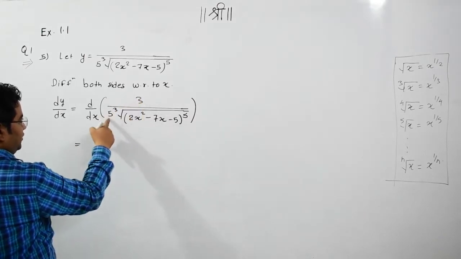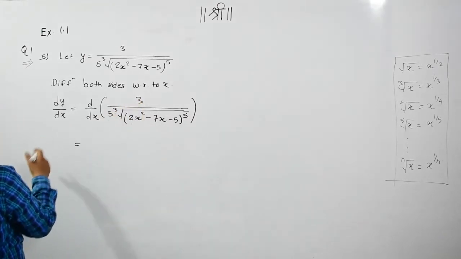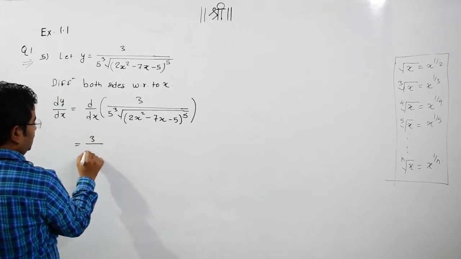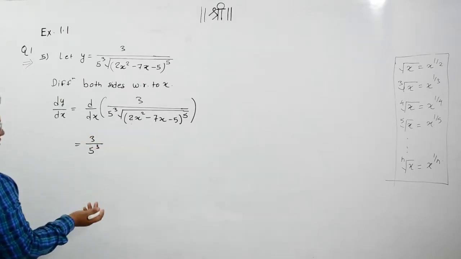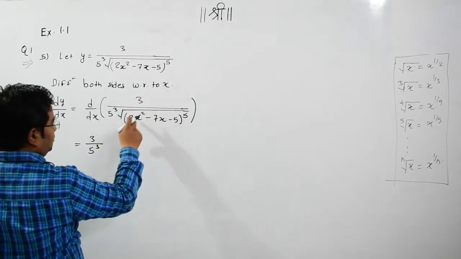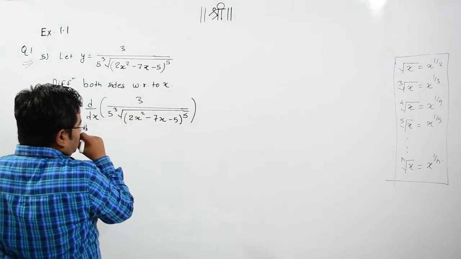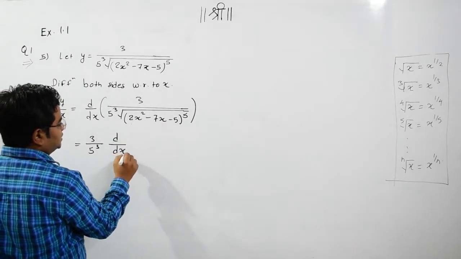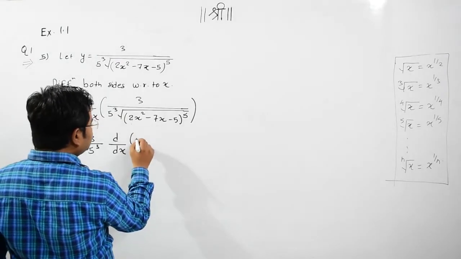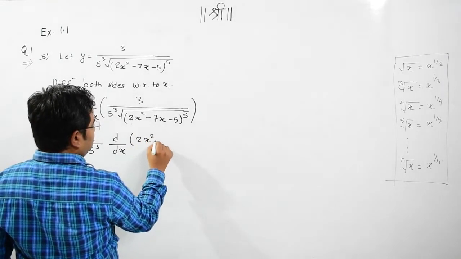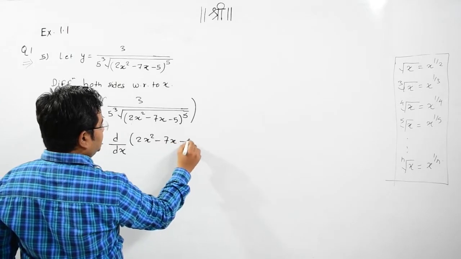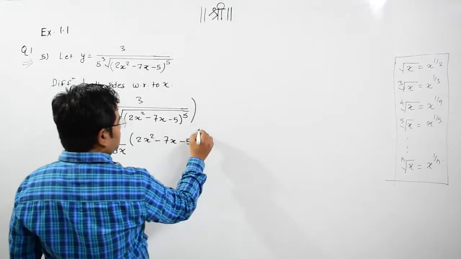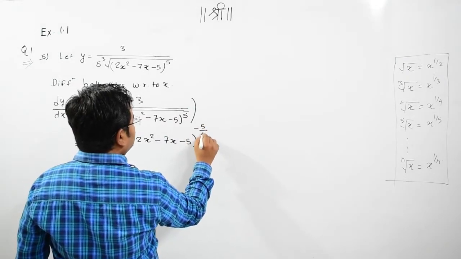So this 3 and 5 raised to 3 are constant, so take them out of the box, so 3 upon 5 raised to 3 is constant. Again we need to differentiate this 1 upon root of this whole quantity. So simply this is nothing but d upon dx of bracket complete, 2x square minus 7x minus 5 bracket raised to how much? Okay, so bracket raised to minus 5 by 2.